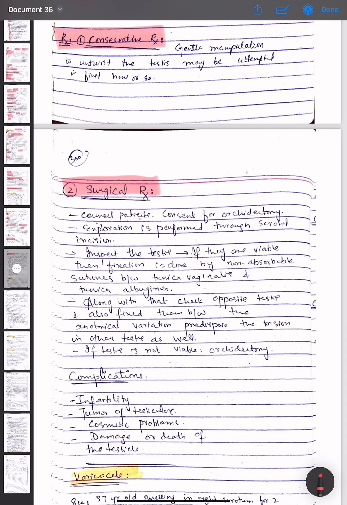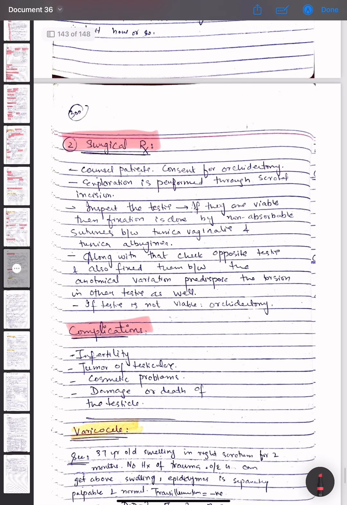Along with that, check opposite testes and also fix them, because the anatomical variation predisposes to torsion in the other testes as well. If testis is not viable, then orchidectomy is done. The complications are infertility, tumor of the testicle, cosmetic problems, and damage or death of the testicles.